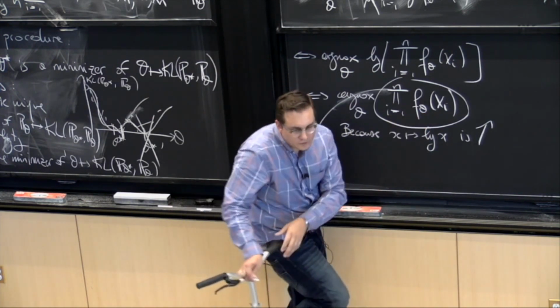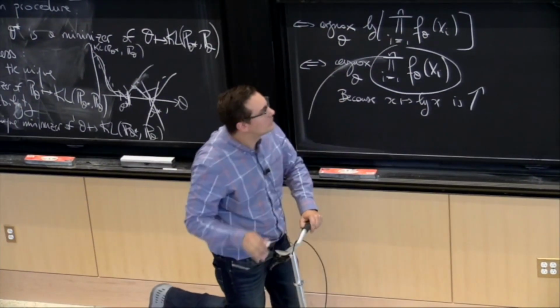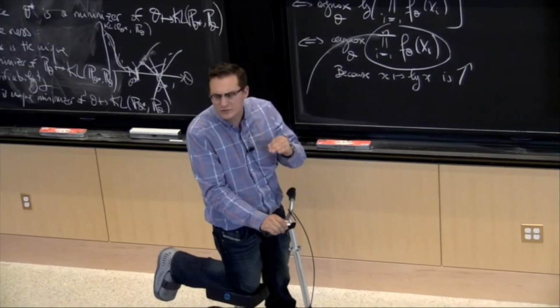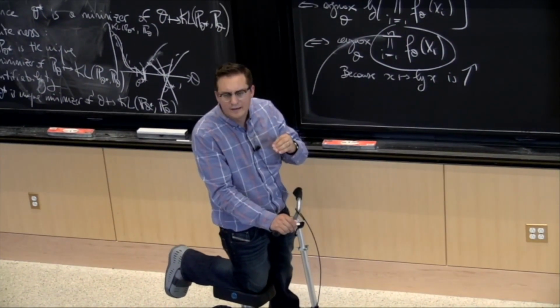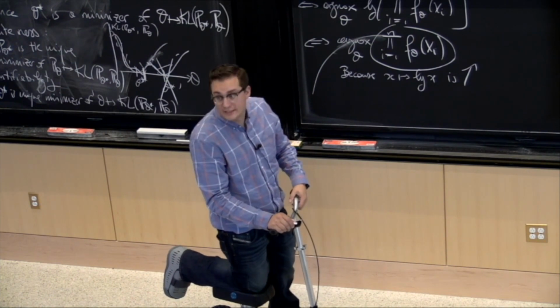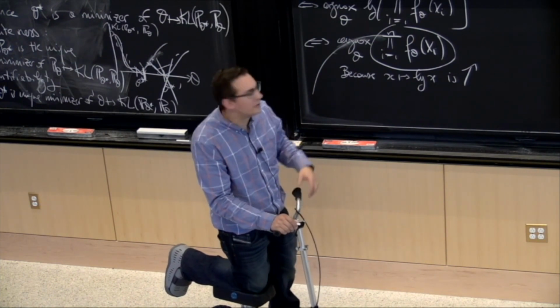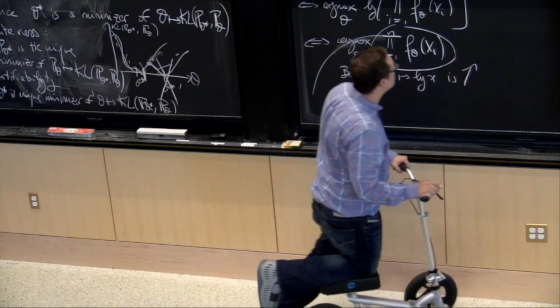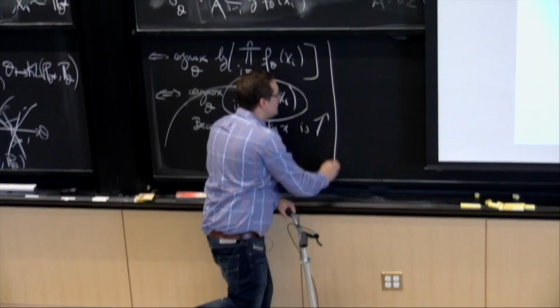OK, so we'll go to the formal definition in a second, but actually let me just give you an intuition as to why this is the likelihood. Why is this making sense as a measure of likelihood?